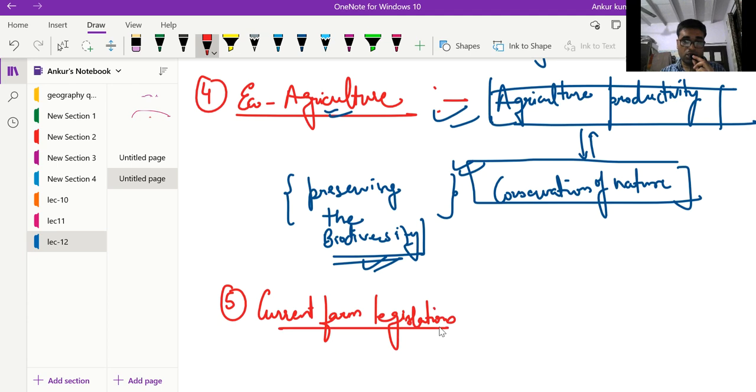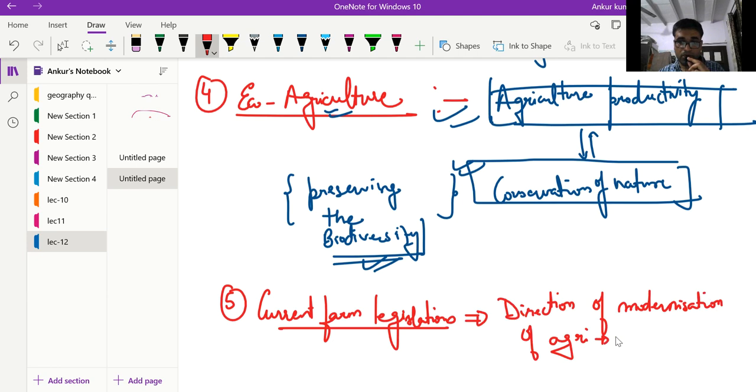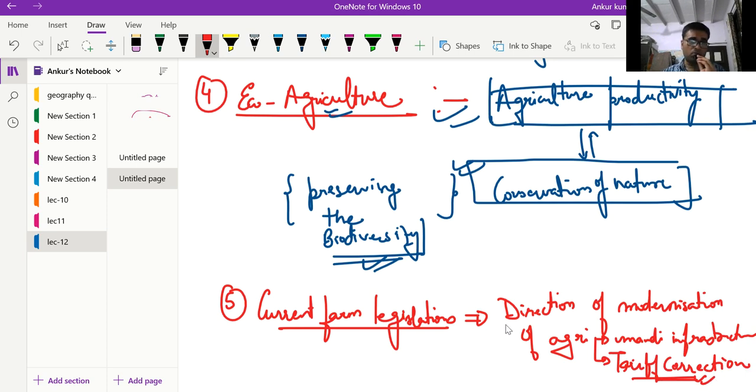Okay, these farm legislations are also a step in the direction of modernization of agriculture, whether it is with respect to the mundane infrastructure that the bill tries to cater to, or whether it is with respect to the tariff correction that the farm bills and these farm legislations are trying to cater to. So these can also be part of your solution.